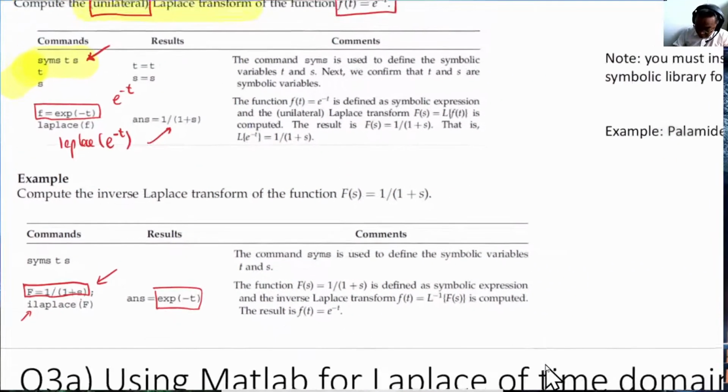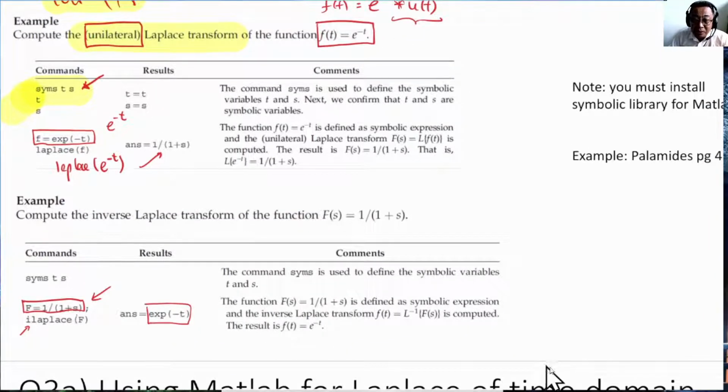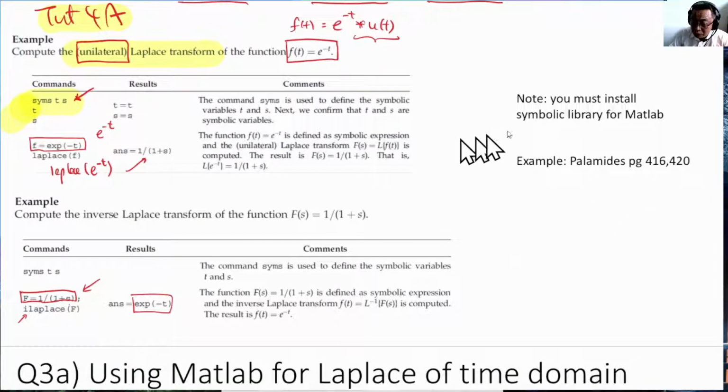So now you understand that it is very easy to use MATLAB to perform forward and inverse Laplace. All you need to remember is to declare the symbols t and s before we use them in the command Laplace and inverse Laplace. When you use MATLAB, you might not have the symbolic library. You must install that before you use syms.